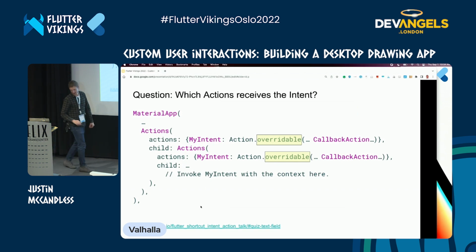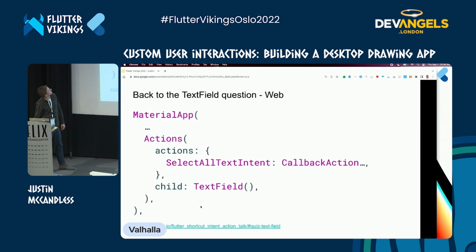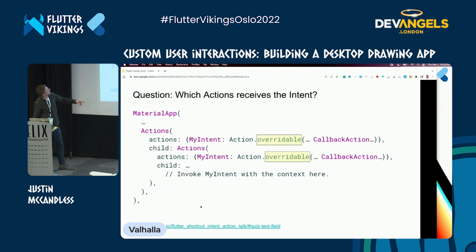So what will happen is we traverse up the tree, we reach the lower actions, it says overridable, so we keep traversing up the tree. We find the second actions, it's also overridable, so we keep going up the tree all the way to the root of the tree, and we say there's nothing else. So what was the last actions that I found? That's the upper actions, and that's why that one is called.